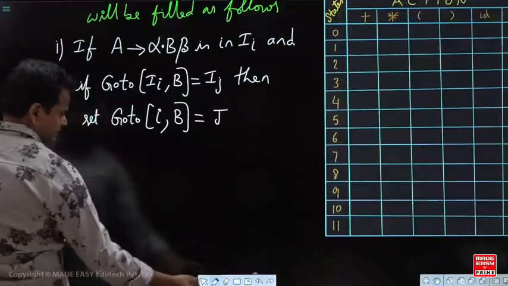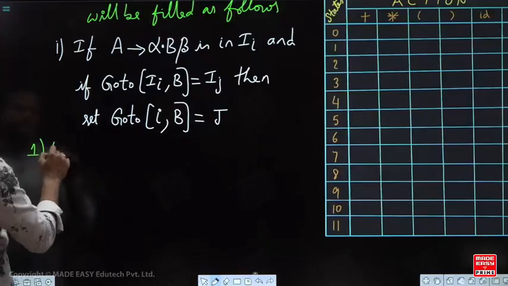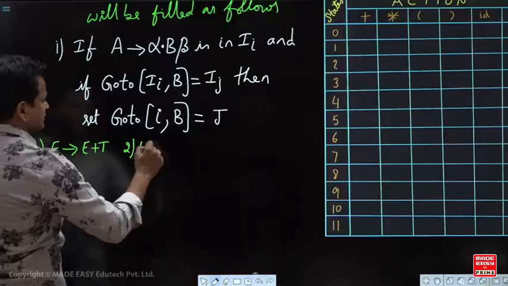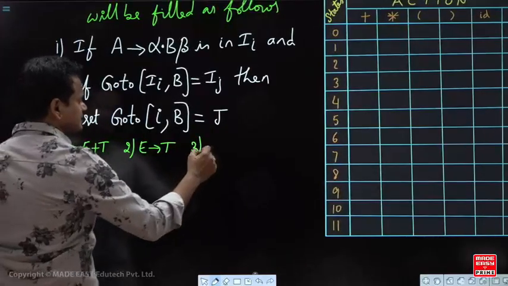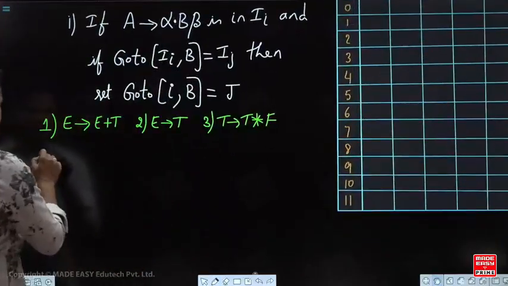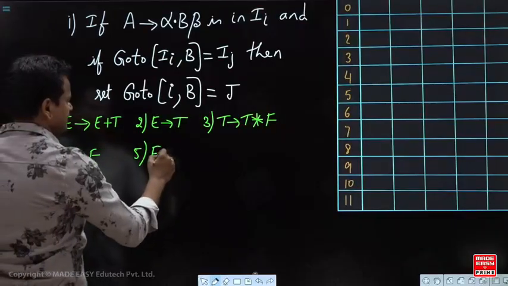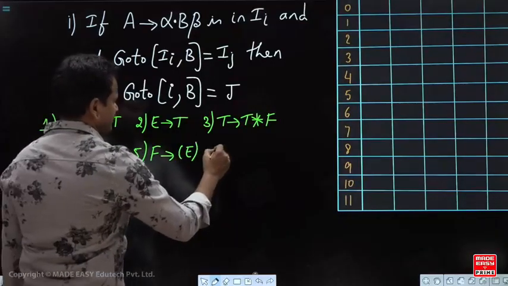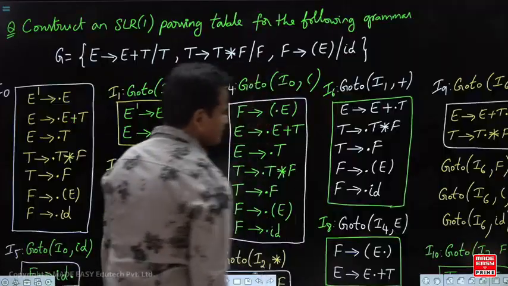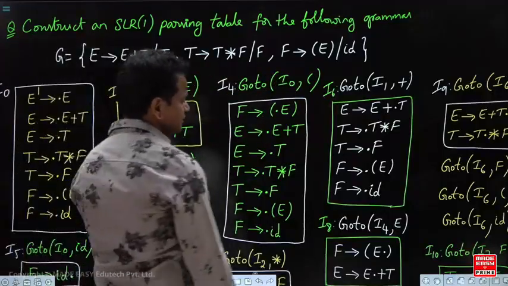Okay, so here I am giving: E derives E plus T is 1. E derives T is 2. T derives T star F is 3. And T derives F is 4. F derives open E closed is 5. F derives ID is 6. So we have 6 productions, 1, 2, 3, 4, 5, 6. I have given the numbering to every production.